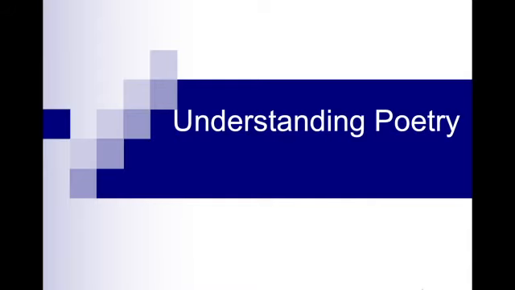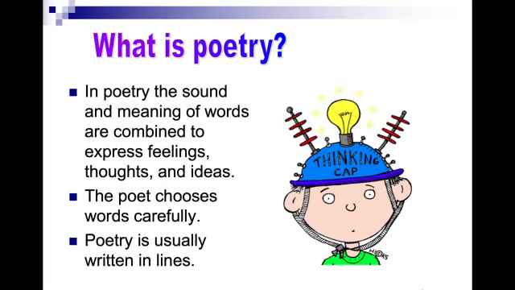Today, as we do understanding poetry, we are going to look at some of the elements of poetry, the building blocks, if you would, in a poem. So what is poetry? Well, in poetry, the sound and the meaning of the words are going to be combined together to express feelings, thoughts, and ideas. Now, the poet chooses their words carefully. They use a lot fewer words than, say, somebody who's writing in prose. And poetry is usually written in lines.